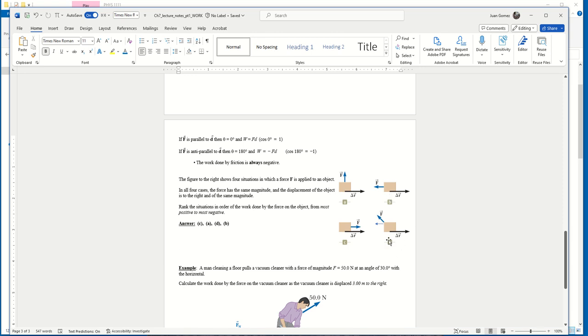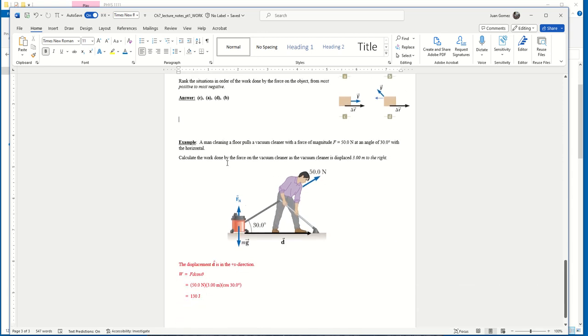The work done in D is negative, but the x component of F is less than here. In B, F is entirely in the negative x direction. So the work done in D is negative, but it's not as negative as when F and delta R are exactly 180 degrees apart. Well, let's now throw in some actual numbers.